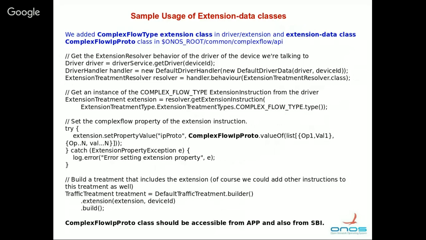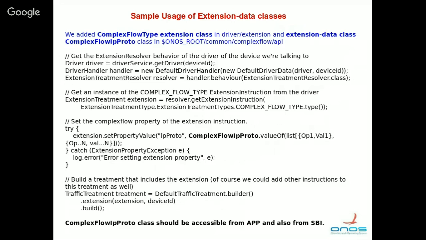Extension classes we have added in drivers extension, but extension data classes we have added under a new folder common, inside that complex flow. So this is a complex flow IP proto which we have added in extension data in common. Is this way of implementation okay, or do we have to take some other approach? Do you guys have any better solution for this?